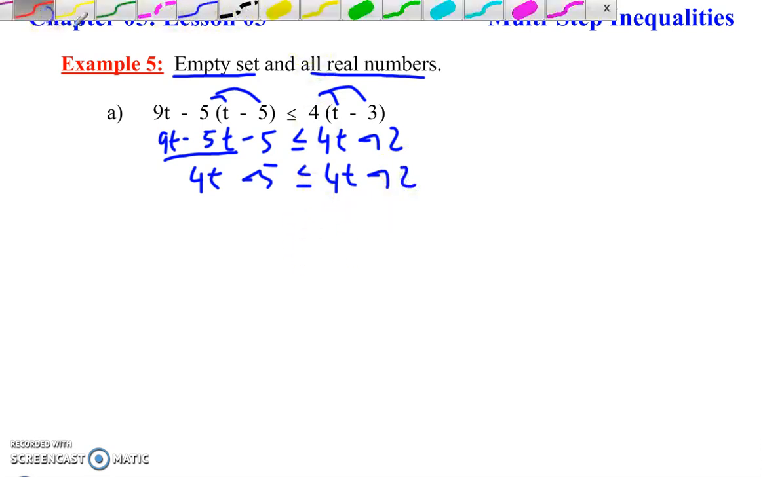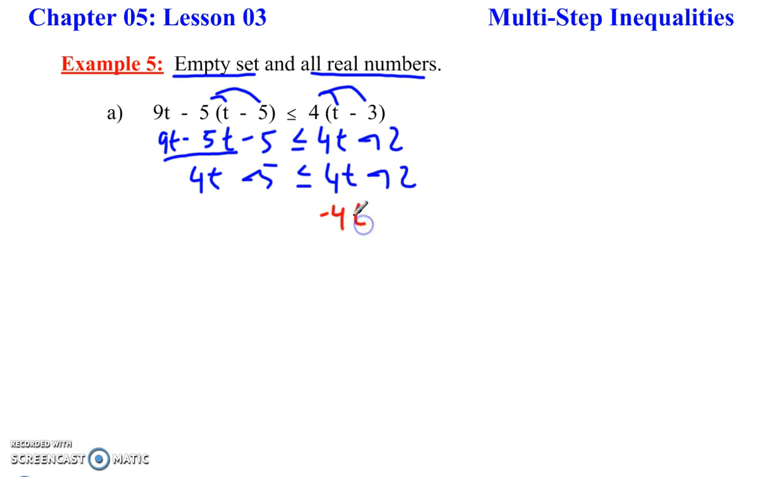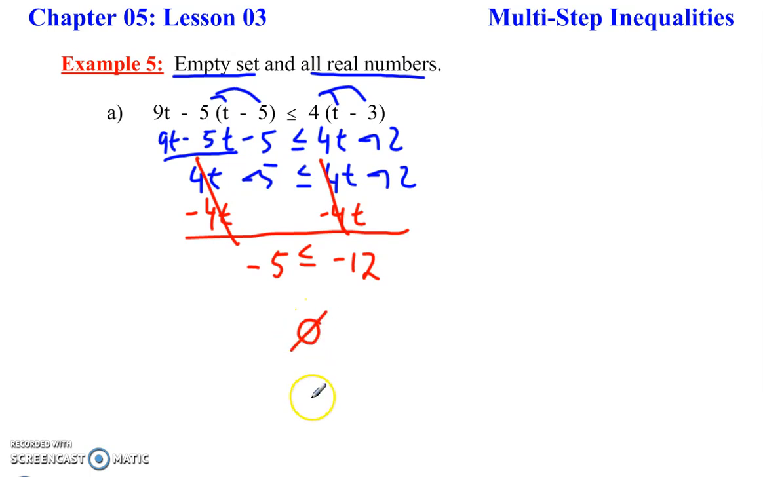Now remember, if you have a variable term on each side, we want to eliminate one of them. So I could eliminate the 4t here, minus 4t, minus 4t. That cancels out the 4t on this side. Also cancels out the 4t on that side. So now I get negative 5 is less than or equal to negative 12. Negative 5 is more than negative 12. So it's neither less than nor equal to. So the solution here is there is no solution. Okay? To this inequality, there is no solution.